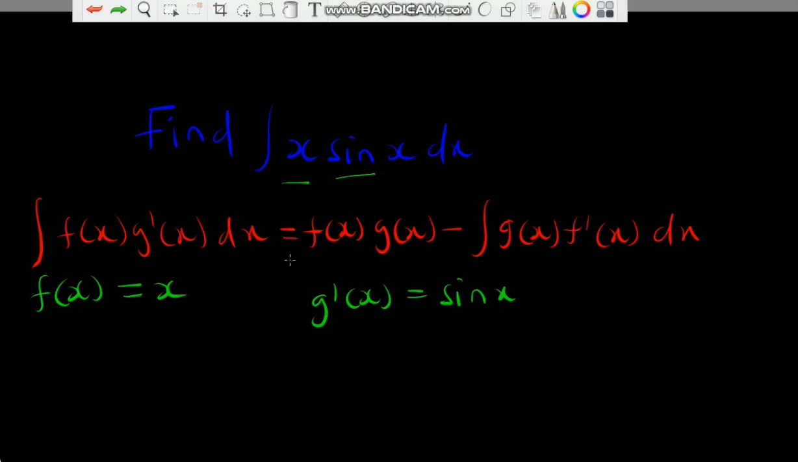So how are you going to get f prime of x? F prime of x is simply the first derivative of this function that we have here. So f prime of x will be the derivative of x, and that will be 1.